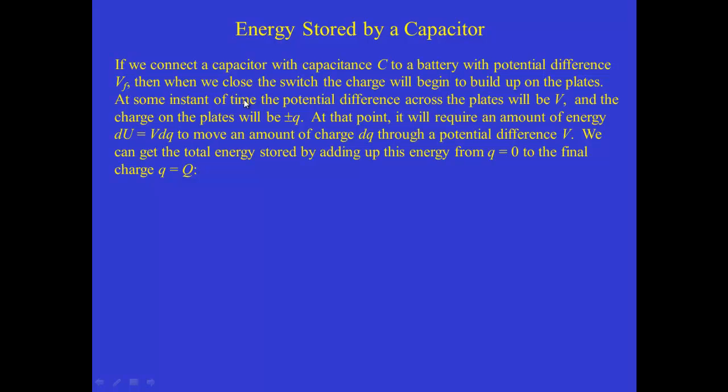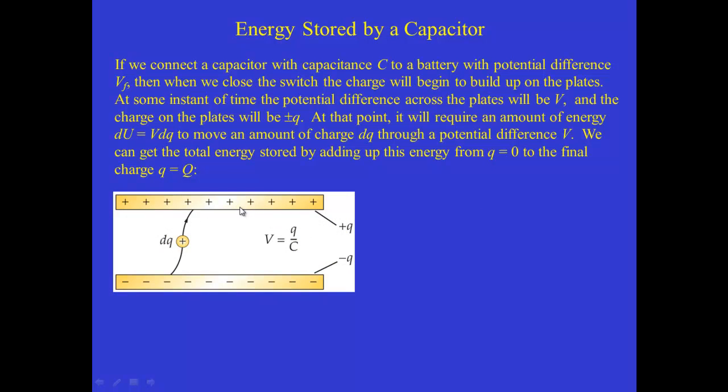So at this instant of time, the potential difference across the plates will be V, and the charge on the plates will be plus or minus Q. So at that point, it'll require an amount of energy dU equal to V dq to move a tiny amount of charge, dq, through that potential difference. So we can get the total energy that's stored by adding up the work that's done, this energy, starting from an initial charge of q to the final charge, capital Q.